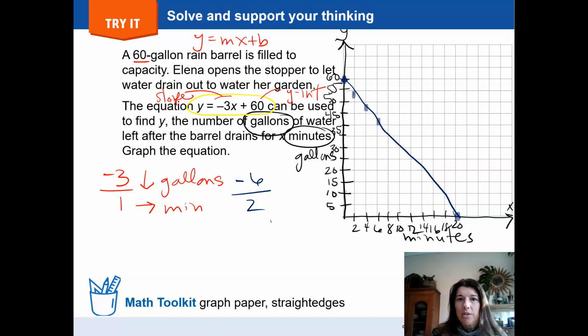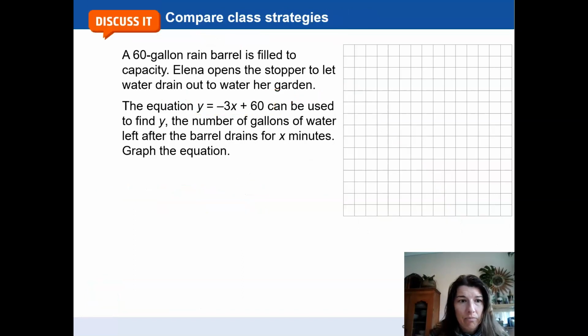All right, so there's our graph starting up at 60. We went down 3 over 1. You can also use multiples, down 6 over 2. What if you didn't want to do down 6 over 2? You could have tried some other multiples. You could have gone down 9 over 3. Lots of options on that one.